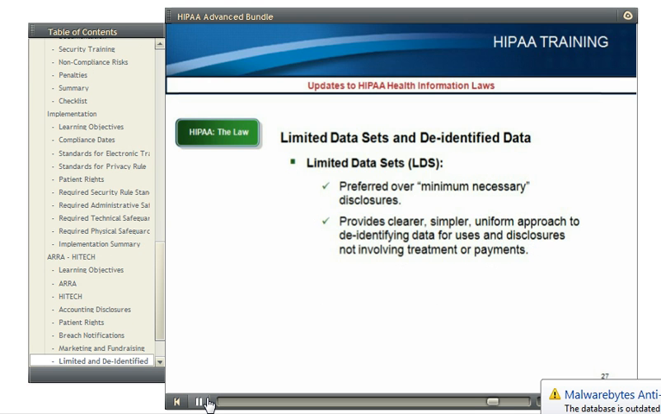Limited datasets and de-identified data. Limited datasets, LDS, are preferred over minimum necessary disclosures. They provide a clearer, simpler, uniform approach to de-identifying data for uses and disclosures not involving treatment or payments.